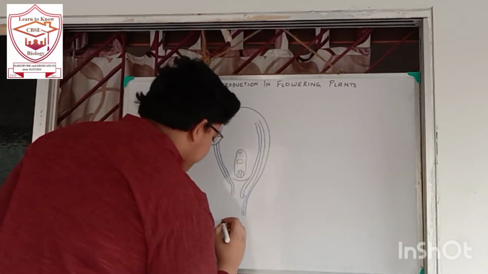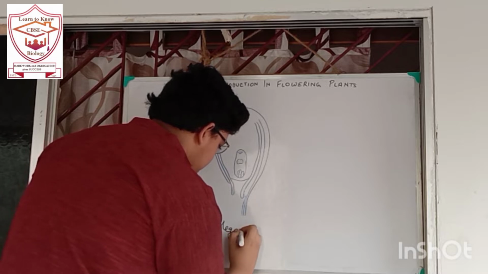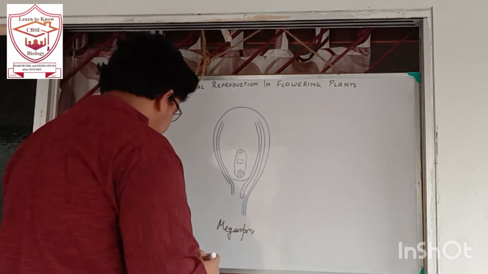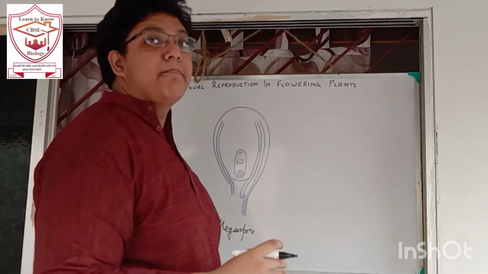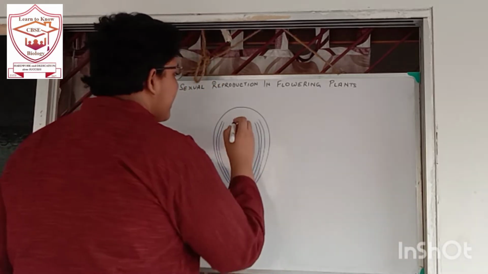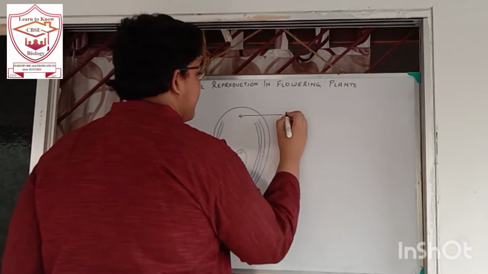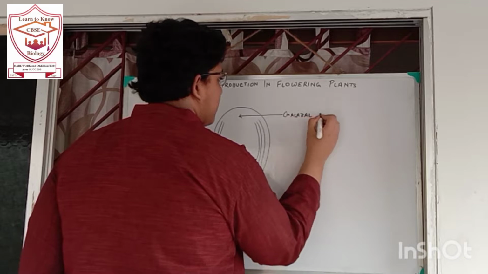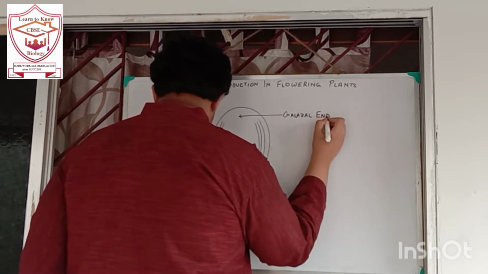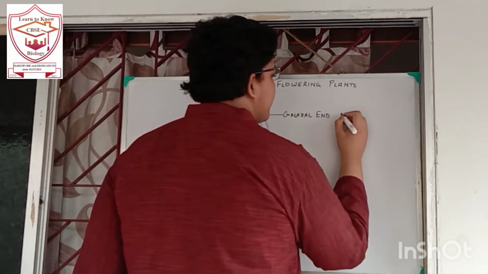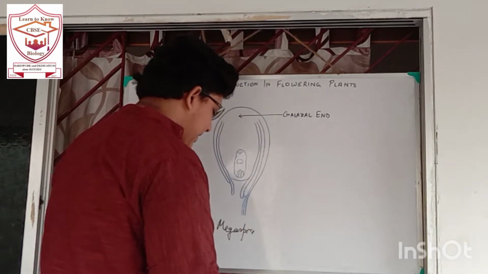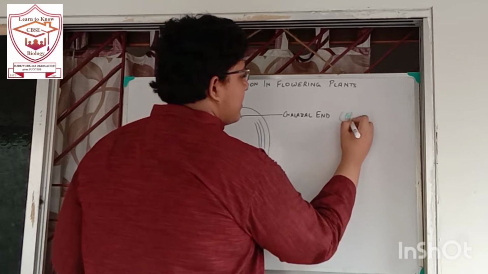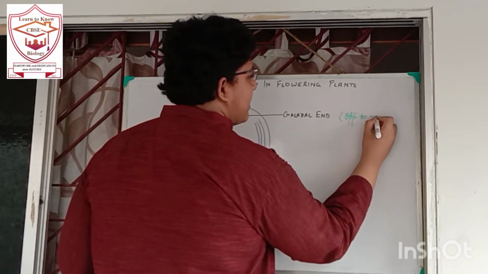So this is an ovule. In this video, I will be discussing the structures present in it. Firstly, this is the chalazal end. Chalazal end is opposite to the micropylar end. Chalazal end is the end which is opposite to the micropylar end.